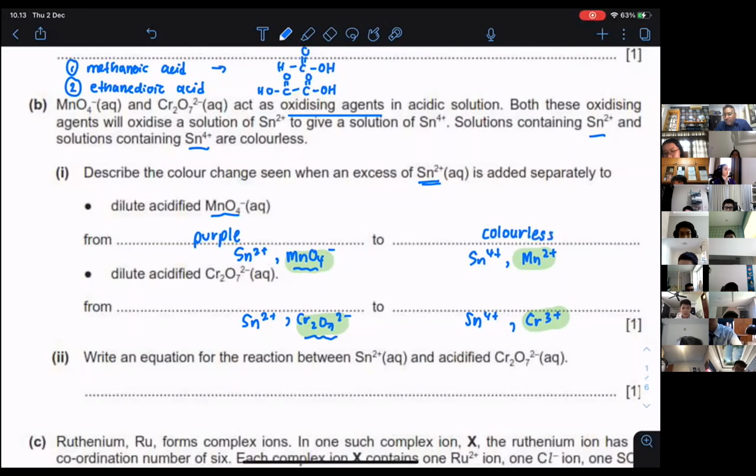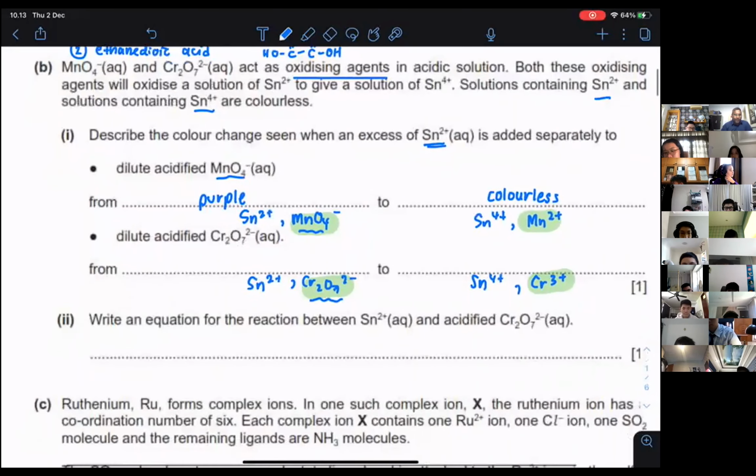This one I always ask the second one to students so that they can remember this clearly. So maybe Michelle Wee, can you tell me what is the color change for the second one? Yeah, Audrey is okay. Green. Okay, orange to green. Please remember this: the purple color is because of this, colorless is because of Mn2+, orange is this, green is this.